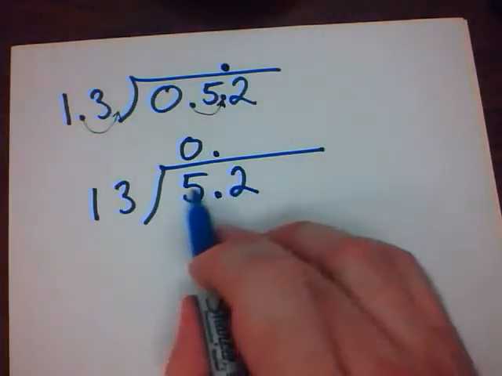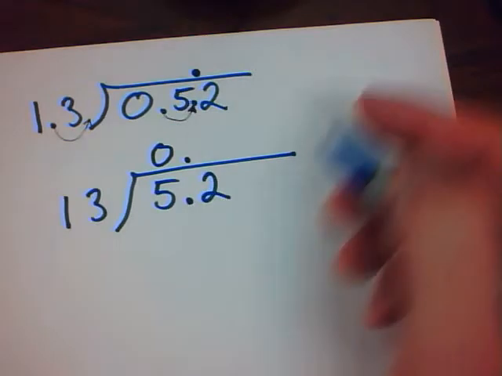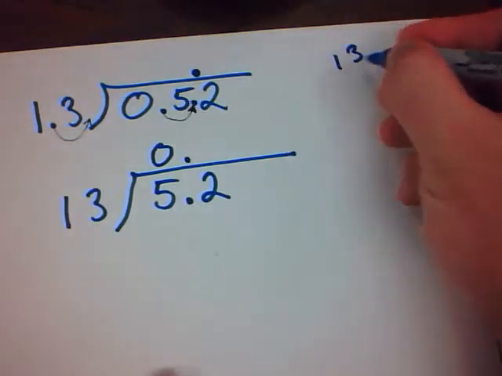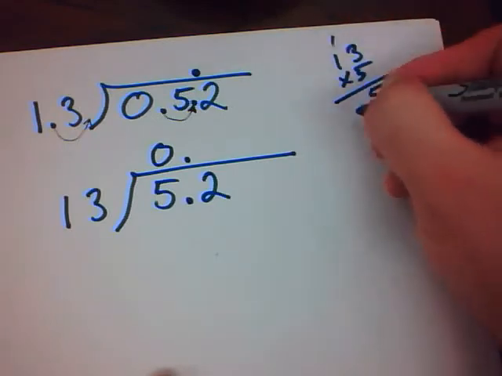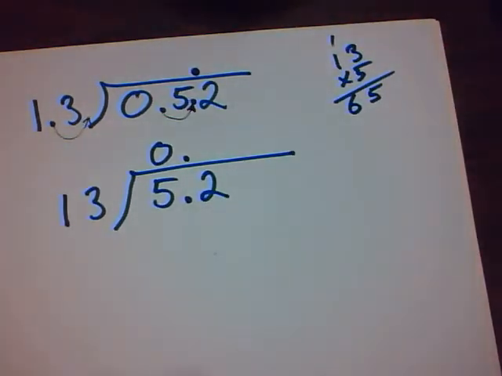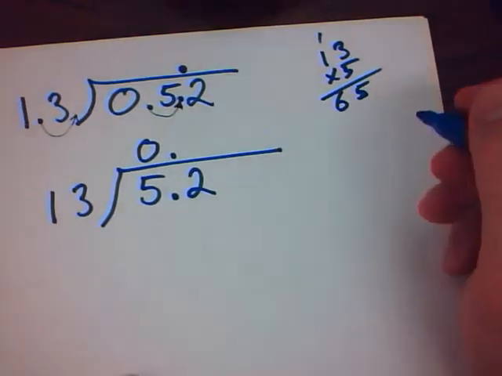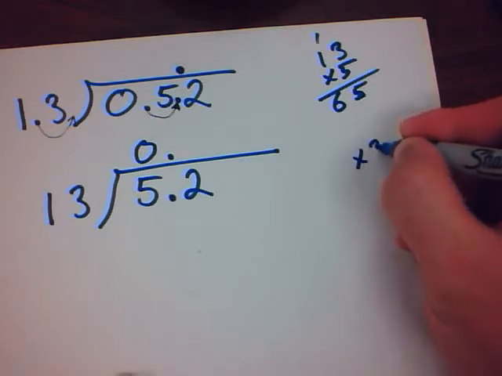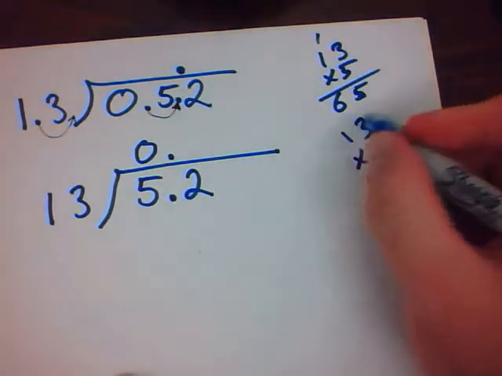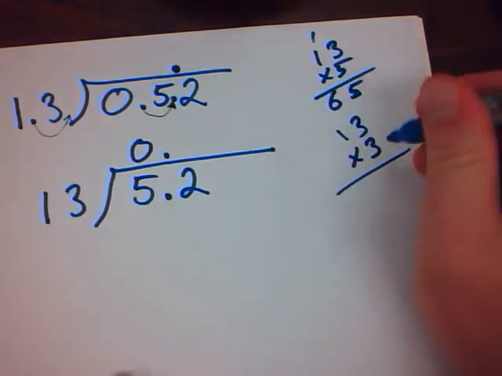Well, this is about 50. This is about 10. So I think it might work 5 times. So I'm going to go over here and do 13 times 5. I come up with 65. Oh, that's definitely too big. All right. Let's try another number. I'm going to try 3. Actually, I would normally choose 4 and go 1 less, but I'm doing this for a reason. You'll see in a moment.